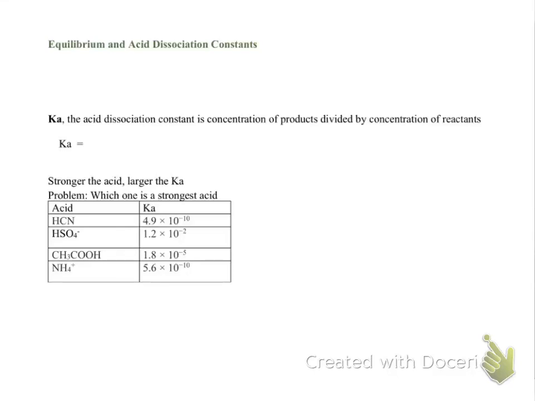Equilibrium and acid dissociation constants. Like all other equilibria, we learned about equilibrium in chapter 6. Like all other equilibria, we can also write an equilibrium constant expression for the acid-base reactions, but we can do that only for weak acids and weak bases. Because strong acids and strong bases break down 100%, so there is no reverse reaction.